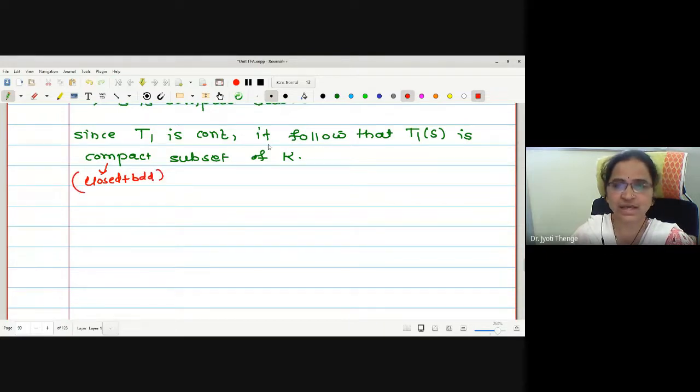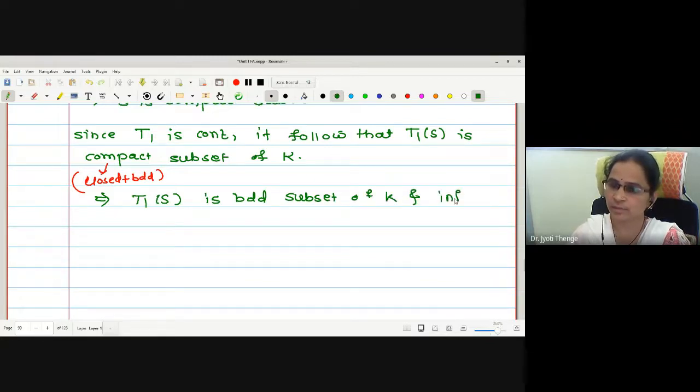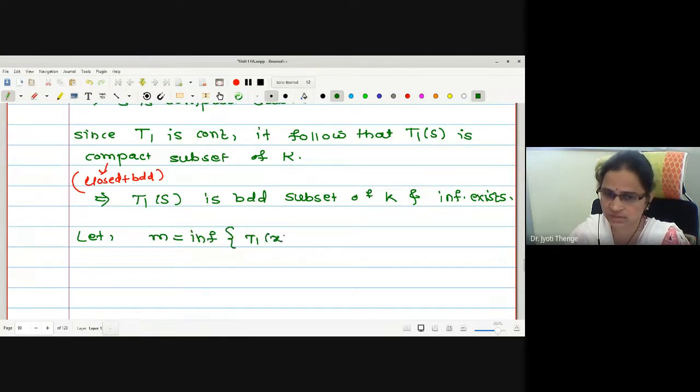Therefore, here I can say this is a bounded set, therefore infima exists. T1 of S is a bounded subset of K and infimum exists. For a bounded set, infimum exists. So let me define the infima to be small m, the infimum of the set T1x such that x is in S.